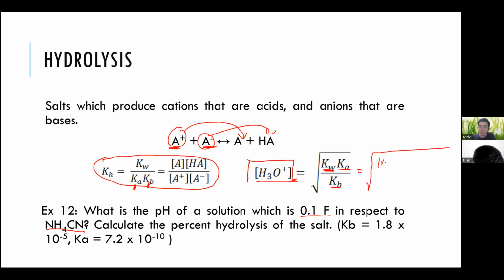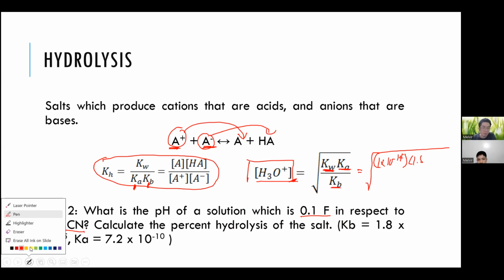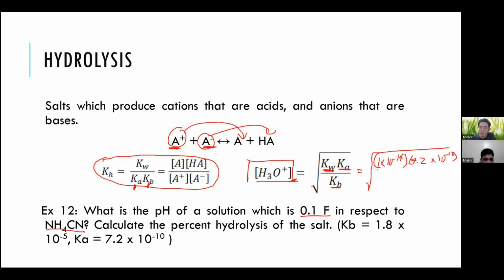The square root of 1 times 10 to the negative 14 times your Ka, which is 7.2. This is wrong. 7.2 times 10 to the negative 10 all over your Kb, 1.8 times 10 to the negative 5. So the answer for that is 1 times 10 to the negative 14 times 7.2 times 10 to the negative 10 all over 1.8 times 10 to the negative 5. So the answer is 6.32 times 10 to the negative 10.